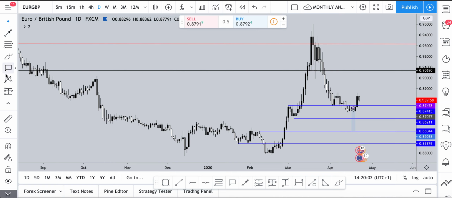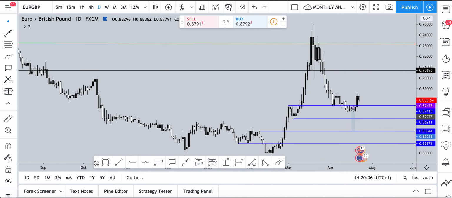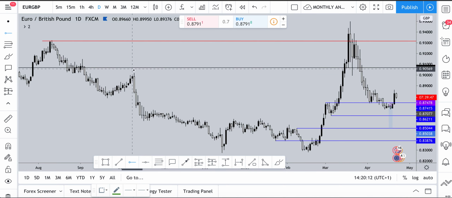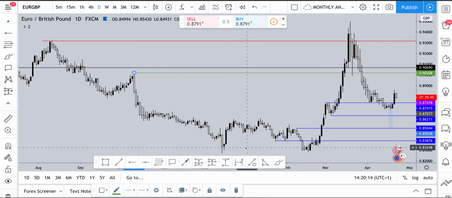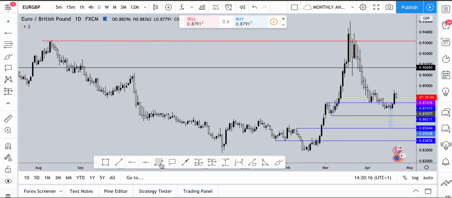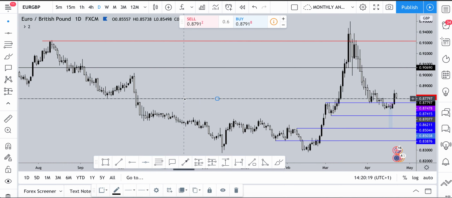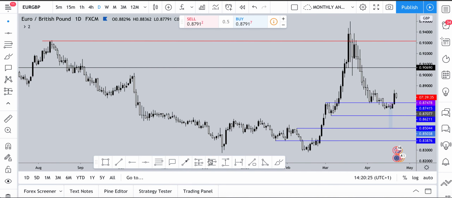On this side, you're just going to have your different tools. To be honest with you, the ones I've got down here are going to be the main ones that you're going to want to use. Horizontal ray, right, so that's just going to be this price point is important. You're going to put a line there. Horizontal line, so it's tapped here, it's come up, it's tapped there, it's tapped there, tapped there. That's what that one's going to be for.